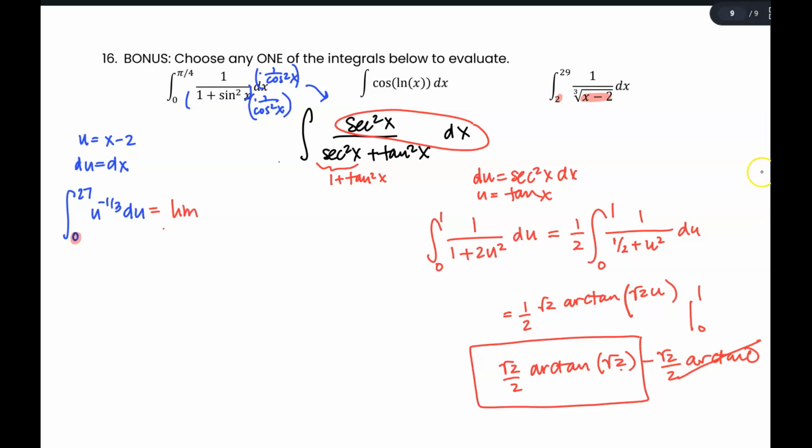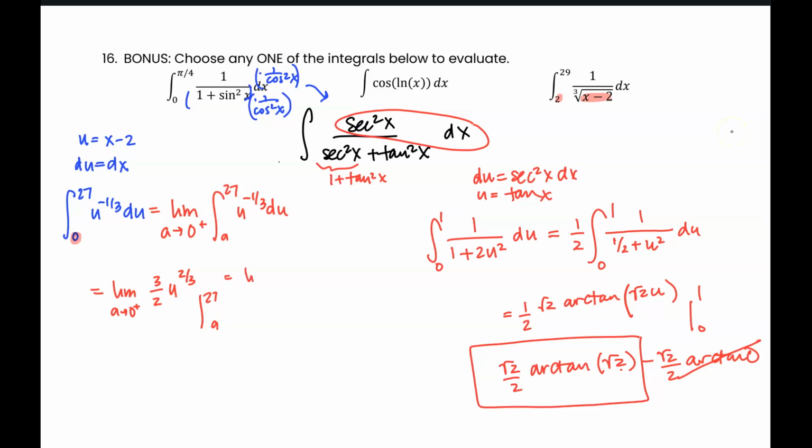This is the limit as x approaches 0. X is bad. We don't have x's in the problem, but I'm still going to use a. As a approaches 0 from the right-hand side of the integral from a to 27 of u to the negative 1/3 du, which is equal to u to the 2/3 times 3/2, evaluated from a to 27. So we're still bringing around this limit notation until we have evaluated it. We have 3/2 a to the 2/3 minus 3/2 27 to the 2/3.